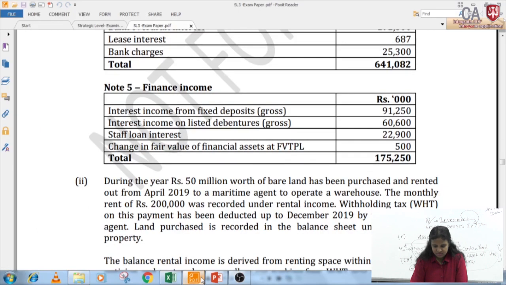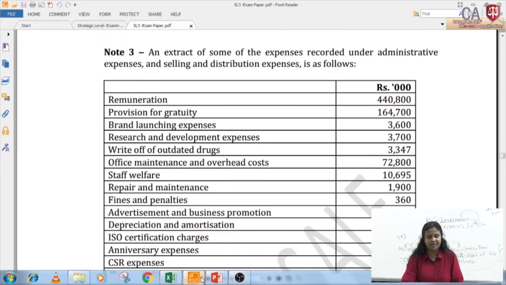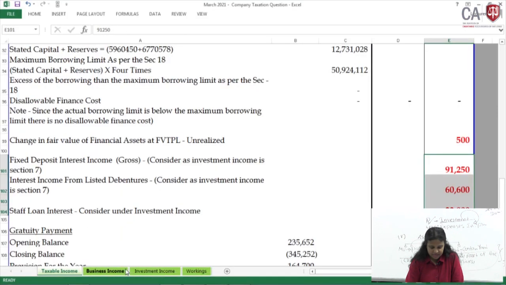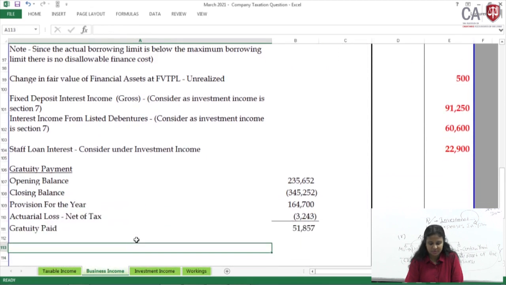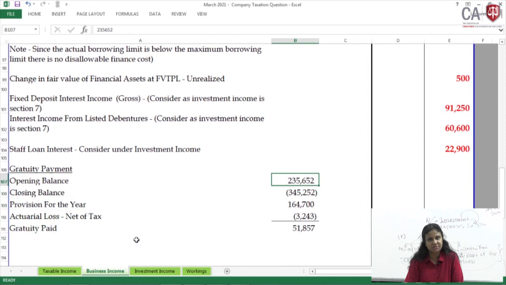Then next one, next nothing to do. The students are missing one thing, which is the gratuity payment. When you are doing the gratuity provision, keep in mind, I should look at what is the gratuity payment. Don't forget that. Okay. Then the gratuity provision is there and gratuity payment, how to compute, all are from the pre-seen information. Opening balance of the gratuity given, closing given, during the year provision given, actuarial gain loss is given, OCI in the net of tax, which gives gratuity paid 51,857. This is the last one for the business income.